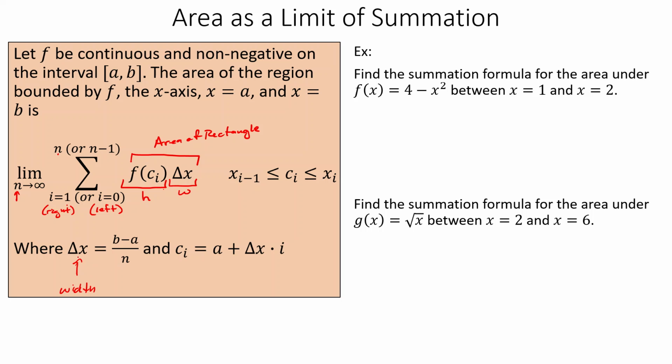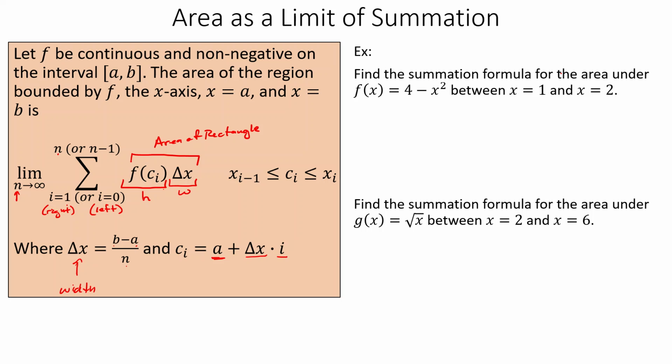The way we find delta x is what we did last time: we take the length of the interval and divide it into n rectangles, so divide it by n. In each rectangle, we start from our starting value a, and then we add to it delta x times i. If we start on the left, we're not adding anything to it. If we start on the right, we're adding one width to it. So we'll start on the right side of the rectangle.